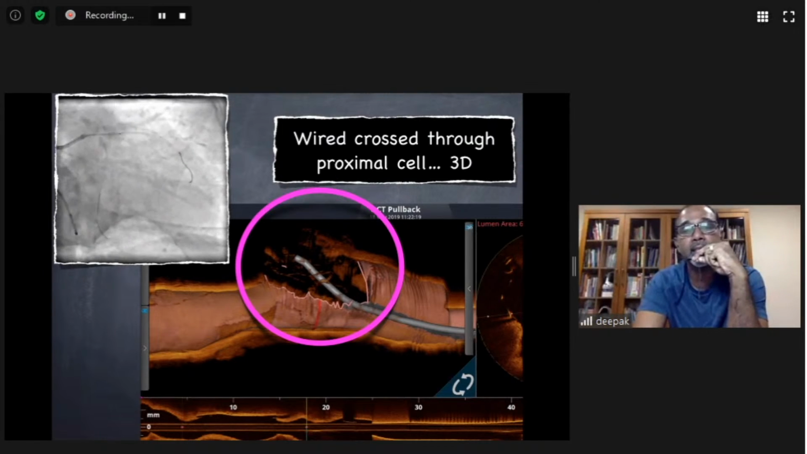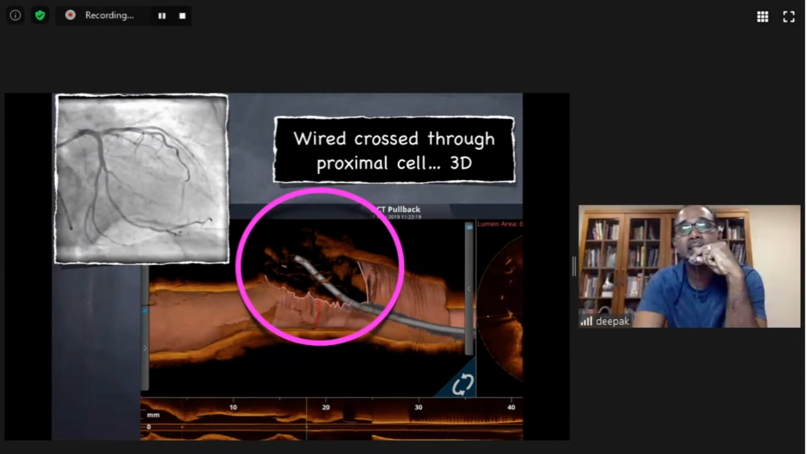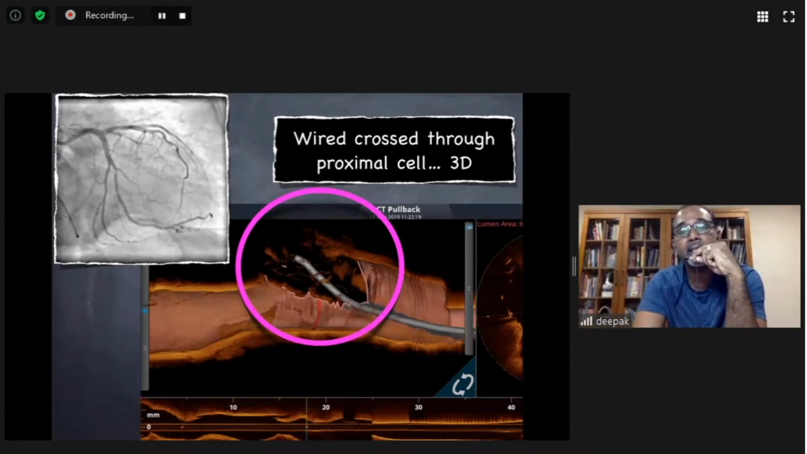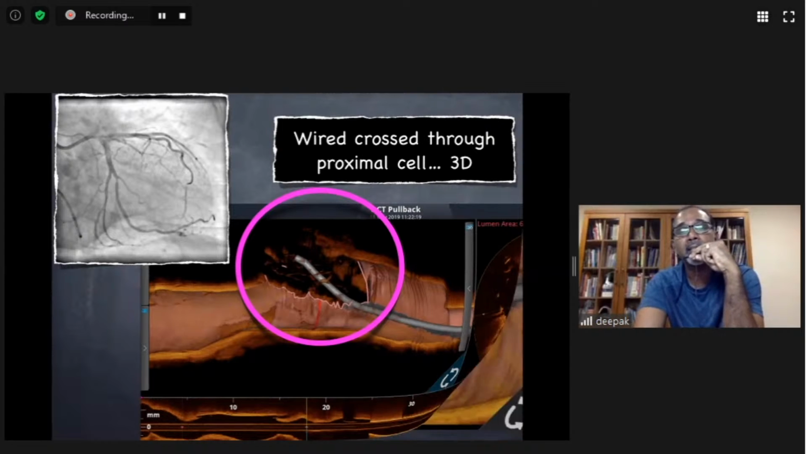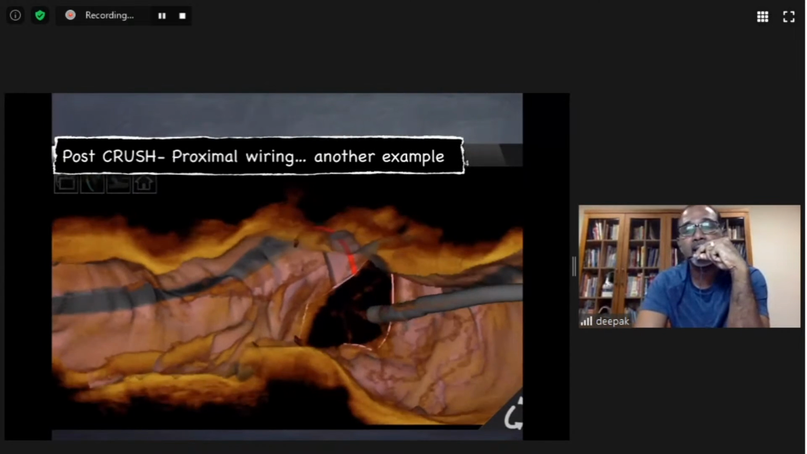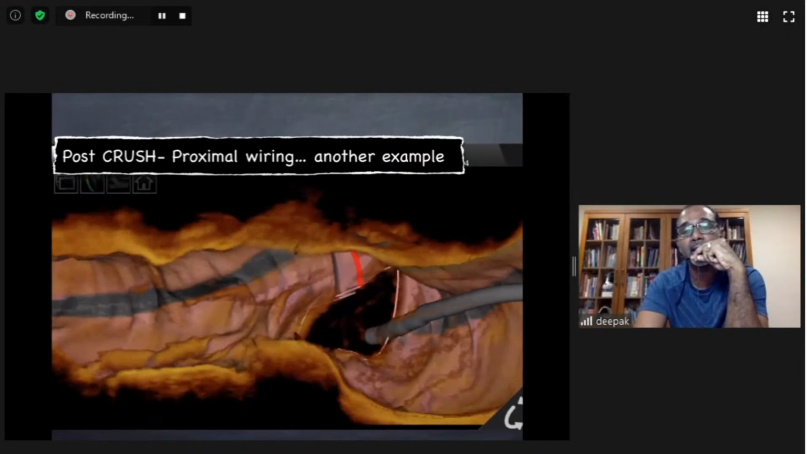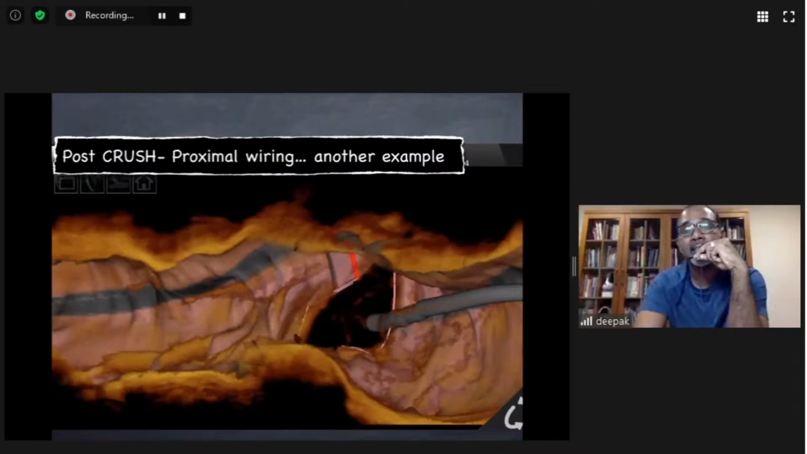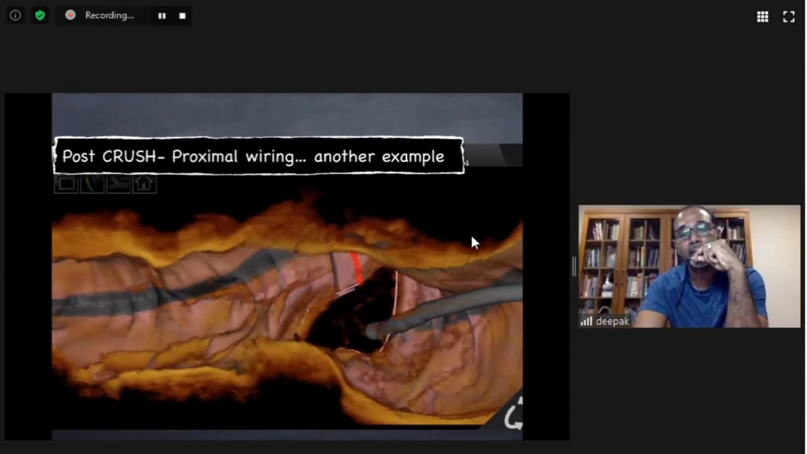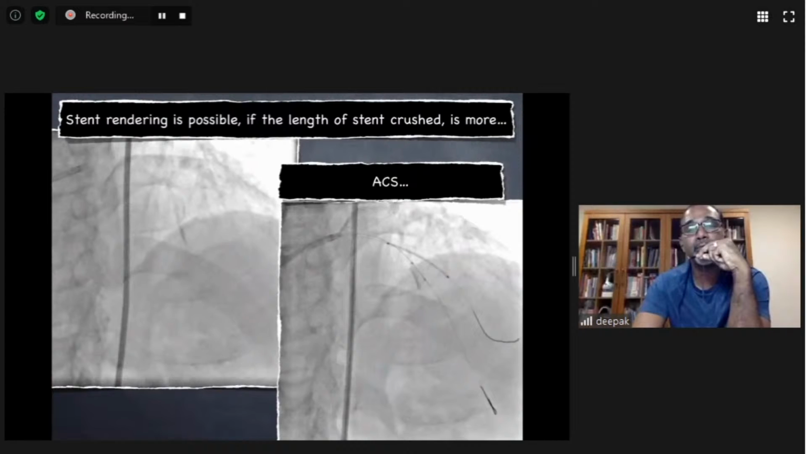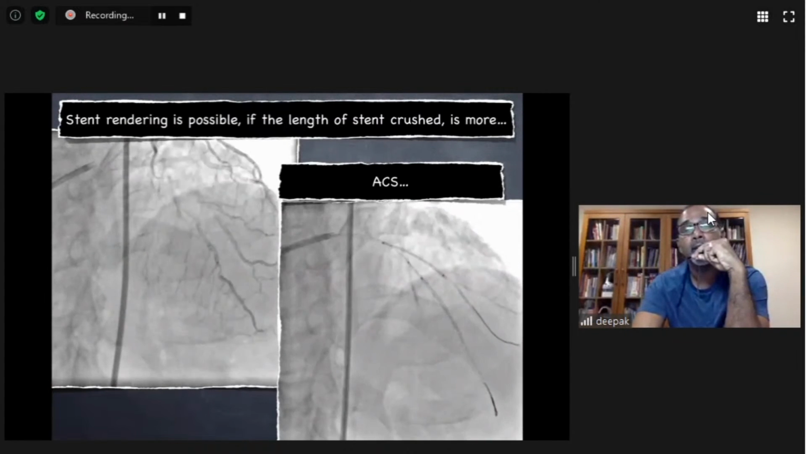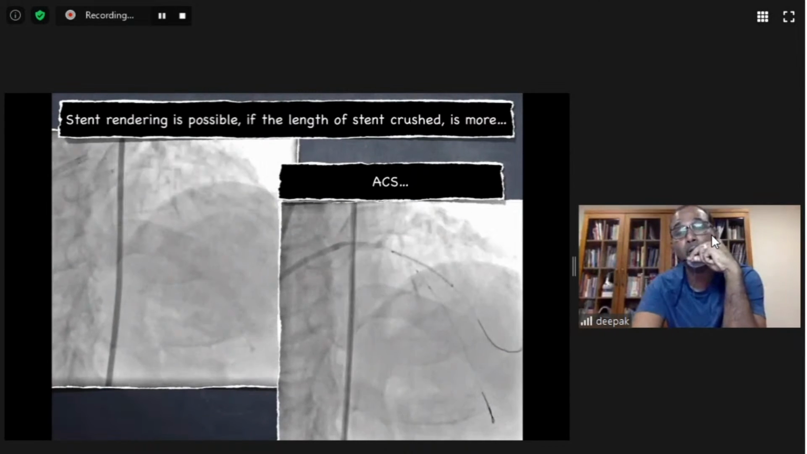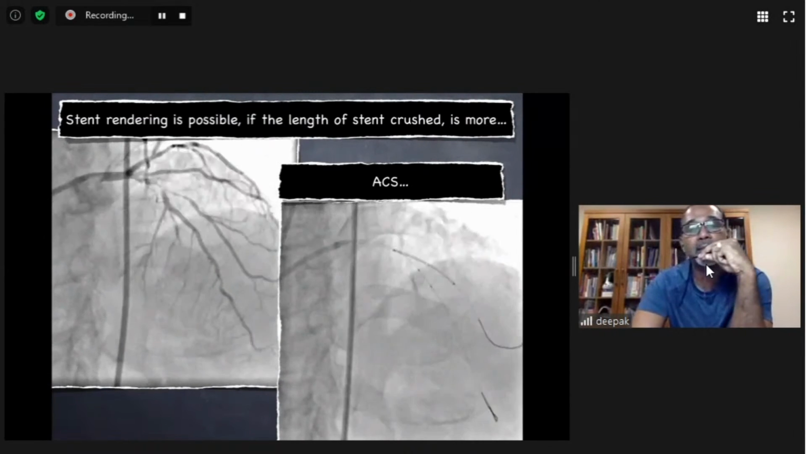So what you're seeing here at the circumflex ostium is just the ghost images of the stent cells. And you could also see clearly that the wire has gone through the proximal cell into the side branch. This is just another example of a DK crush following crushing. You could see that the wire has gone through the proximal cell into the side branch. It's just to highlight the fact that while doing DK crush technique, you may not be able to do stent rendering following the crushing of stent because you do not have a huge amount of metal in the main vessel.